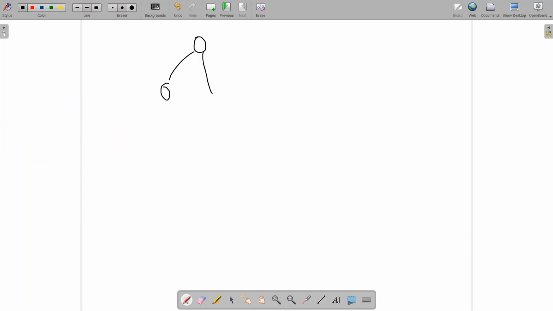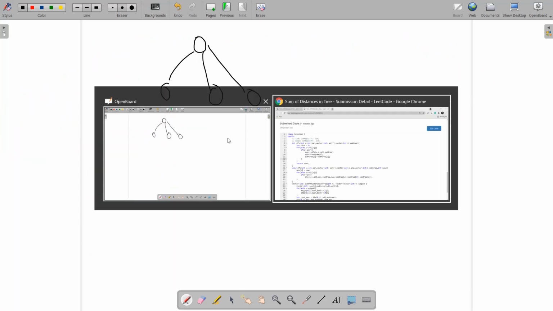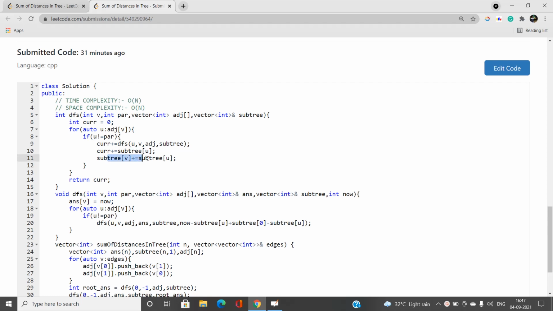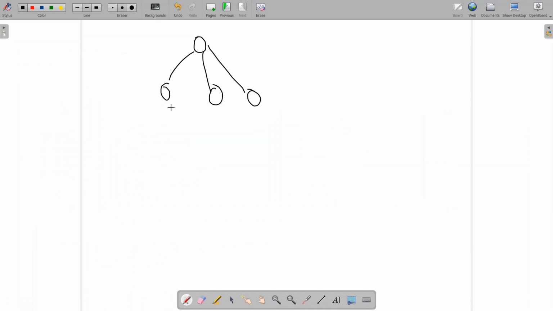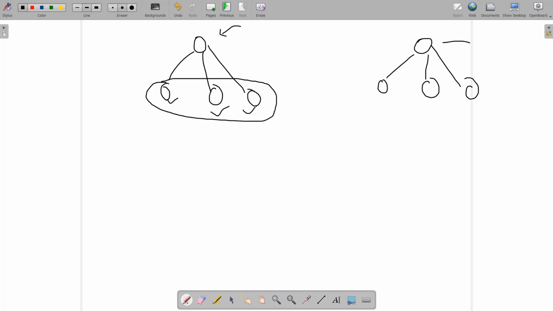In this function, what we have done is we have already found the subtree values for the current node. If we try to find the answers for this node, the answers will be the answers for all these nodes plus the subtree values of all these ones. You can see that if we find the depth of these nodes with respect to this node being taken as root, the depth of this one is 1, 1, 1, and it is 0.